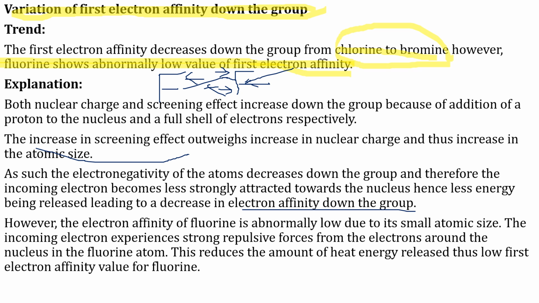However, the electron affinity of fluorine is abnormally low, and here we are saying the reason for that is due to its small atomic size or atomic radius. The incoming electron experiences strong repulsive forces from the electrons around the nucleus in the fluorine atom. This reduces the amount of heat released, thus the low first electron affinity value for fluorine. Now I want you to remember that chemistry is about presenting.